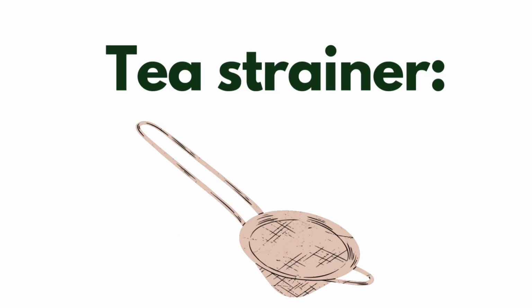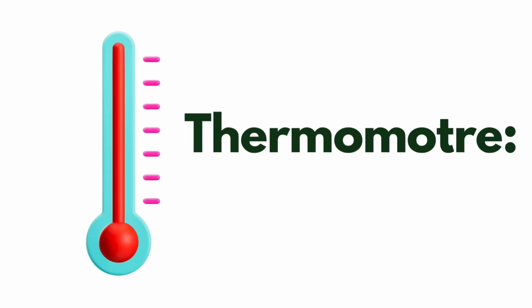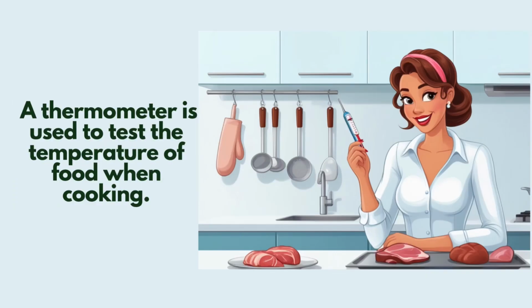Tea strainer. Is used to strain tea leaves from your tea. A thermometer. A thermometer is used to test the temperature of food when cooking.